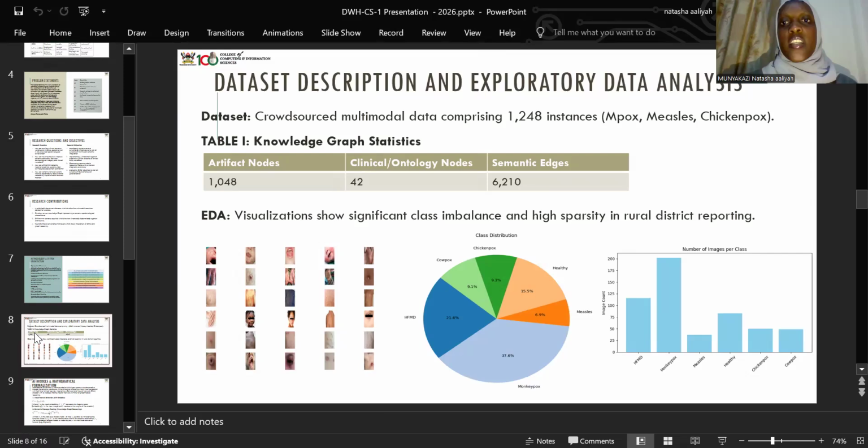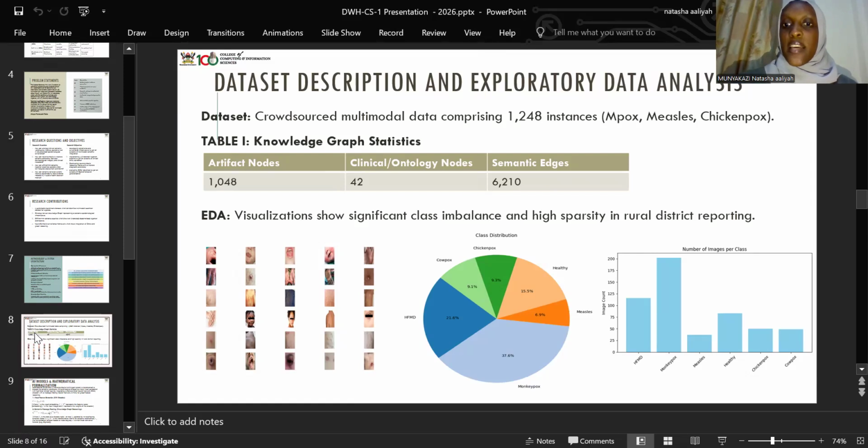This is some of our data set description and the EDA. The data set we got was from Cabo, and it consisted of 1,248 multimodal instances, including mpox, measles, and chickenpox samples. The knowledge graph contains over 1,000 artifact nodes and more than 6,000 semantic relationships.